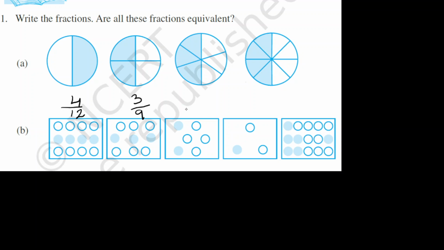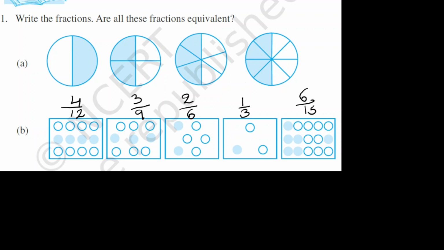And out of 6 equal parts, 2 parts are shaded. Here the fraction becomes 2 by 6. And out of 3 equal parts, 1 part is shaded. The fraction becomes 1 by 3. And here out of 15 equal parts, 6 parts are shaded. Now the fraction becomes 6 by 15.